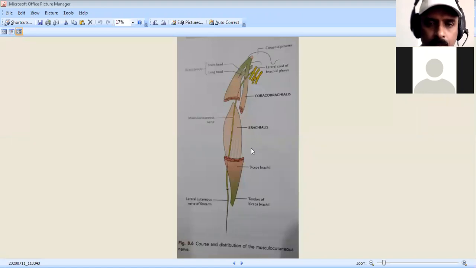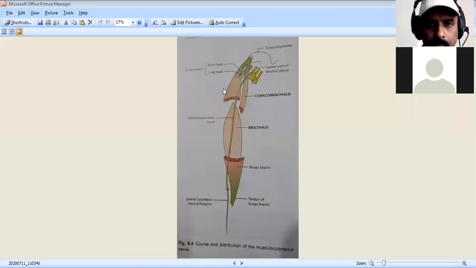You have to know its course, relations and branches, and the muscles supplied by the musculocutaneous nerve. It is very important to know this. It supplies all the muscles of the anterior compartment of the arm, that is the biceps brachii, brachialis and coracobrachialis. You have to remember that.